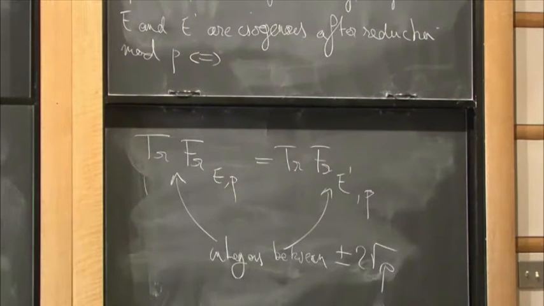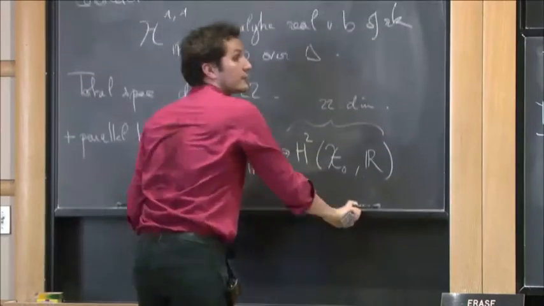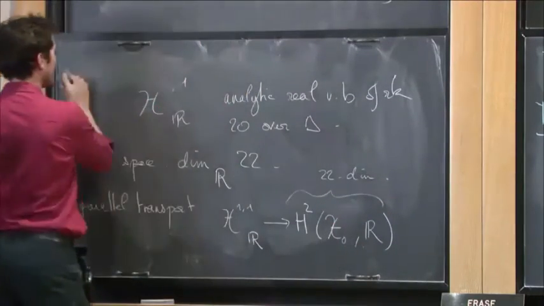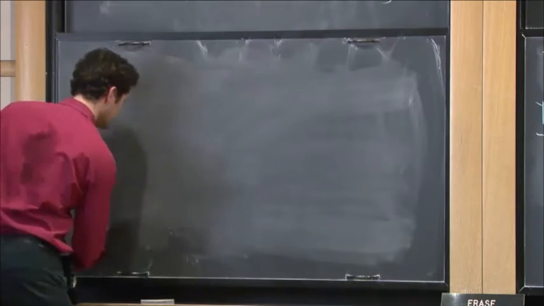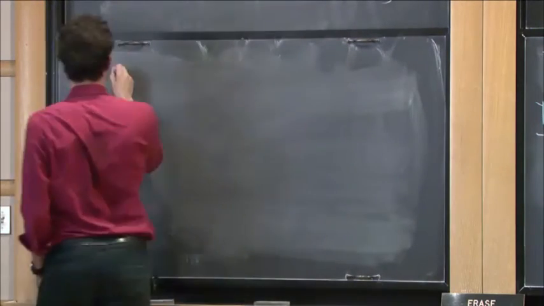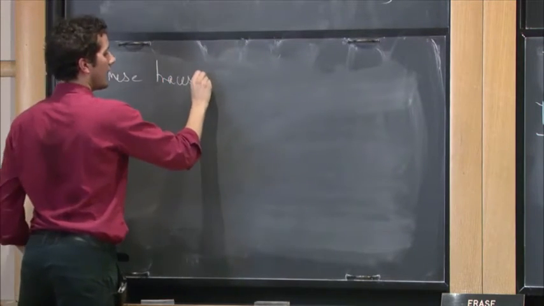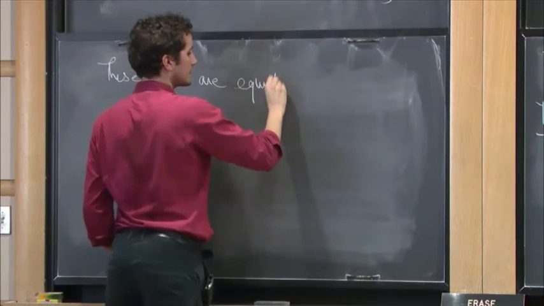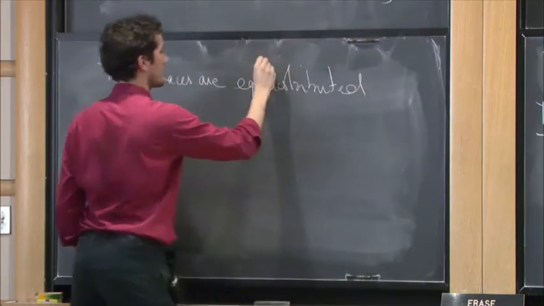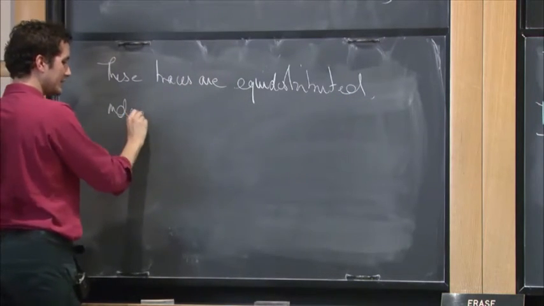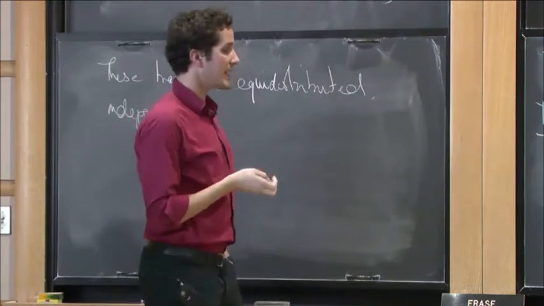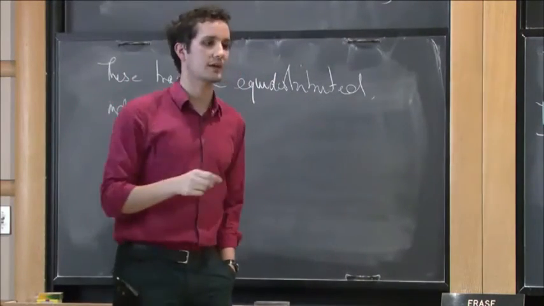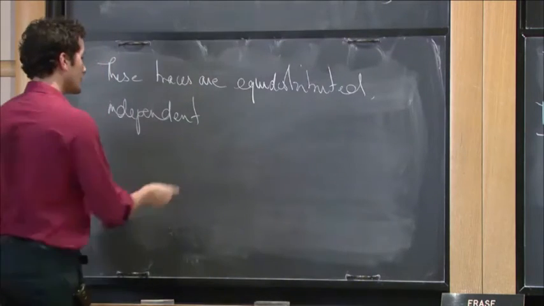And over Q, we have a lot of ideas about how these two integers behave, and we actually know that they behave at random. So these traces are equidistributed, of course with respect to the Sato-Tate measure, and independent. I think in the case of a product of two elliptic curves, it has been proved by Harris over Q.